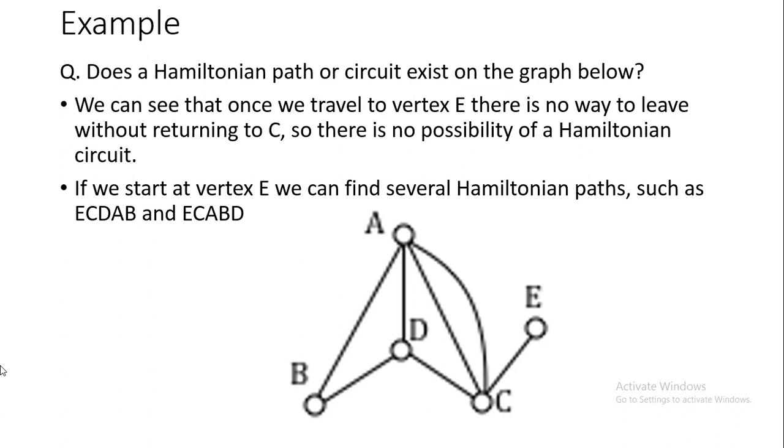But we can easily find a Hamiltonian path. If we start at vertex E, we can find several Hamiltonian paths. EC, then CD, then DA, then AB. Another: EC, then CA, then AB and BD. These are the Hamiltonian paths in this graph, but there is no Hamiltonian circuit in this graph.